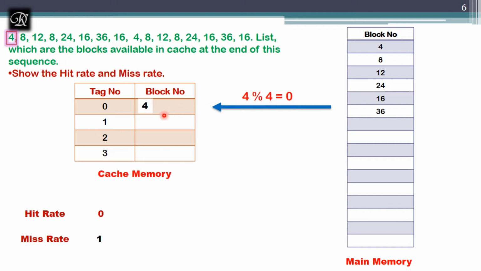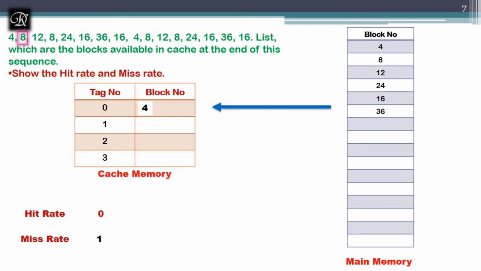So block number 4 is residing on line number 0. The next number is 8. Again, if I take 8 modulus 4, the answer is 0, and it's going to overwrite 4. For the miss count, previously the 4 I requested was not there, so it was 1. Now 8 is requested, 8 is also not there in the cache, so the count is increased to 2. So now 8 has taken the place of 4.